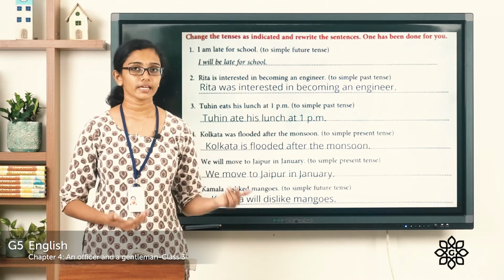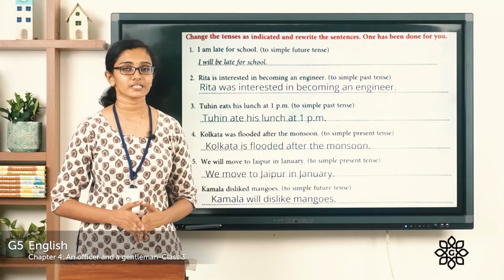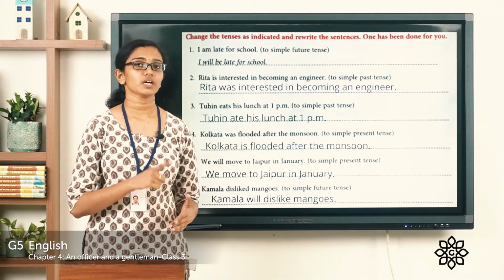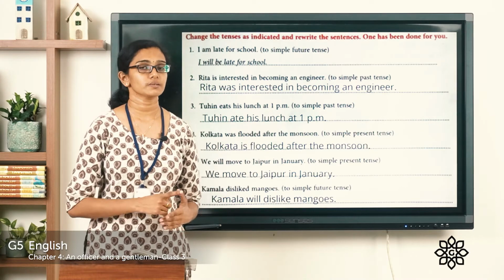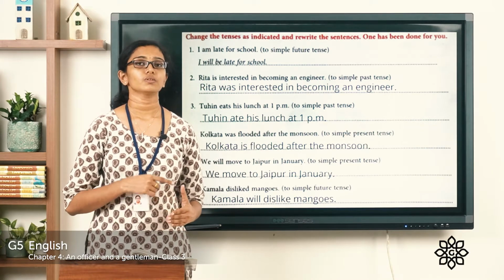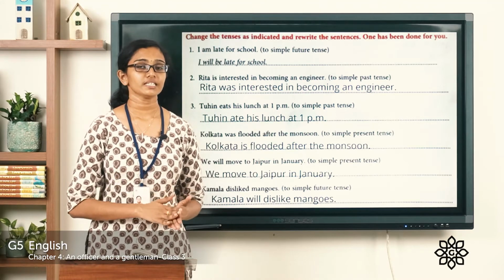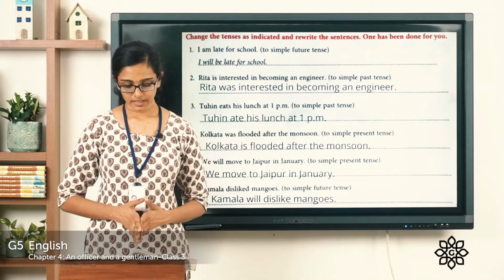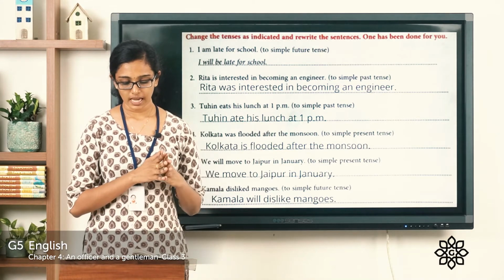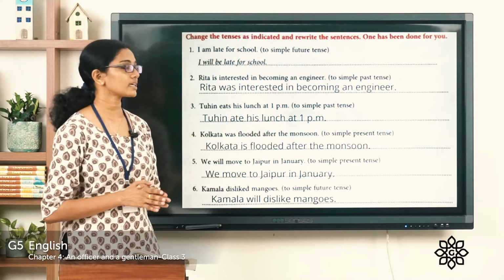So which is the verb here? The verb here is eat. You have to change the verb eat, which is in present form, to a verb in the past tense form. What is the past tense of eat? Eat becomes ate. So let's rewrite this sentence. Tuhin ate his lunch at 1 p.m.